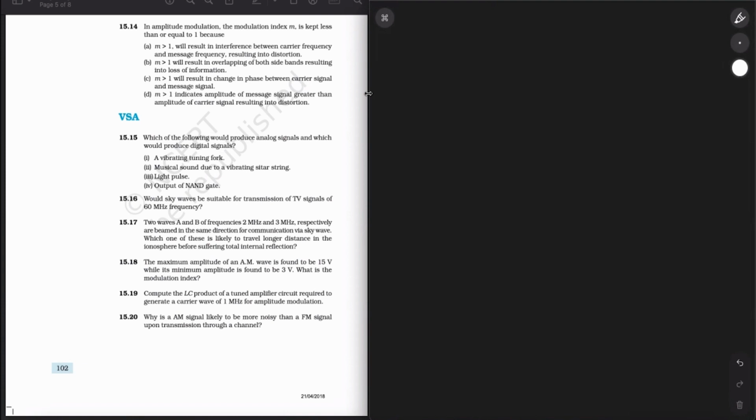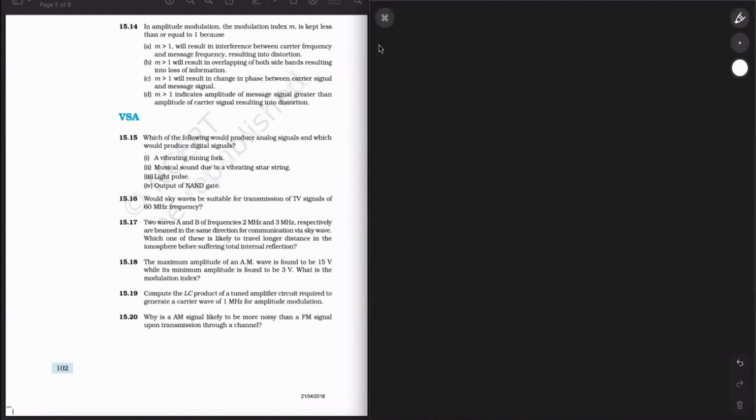So the difference between analog and digital technology is that in analog technology, information is transmitted as electric pulses of varying amplitude. In digital, translation of information is into binary form. It is either 0 or 1, like switching a bulb on and off. That is digital technology, where each bit is representative of two distinctive amplitudes. So the output of a NAND gate and a light pulse produce a digital signal. So C and D will produce a digital signal, and the vibrating tuning fork and the musical sound due to a vibrating string will produce analog signals.